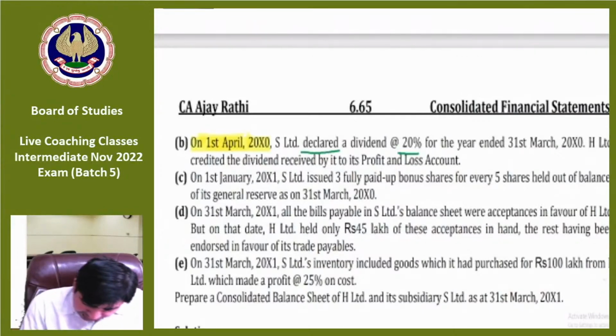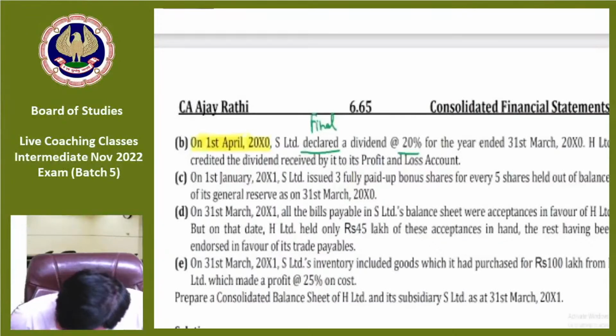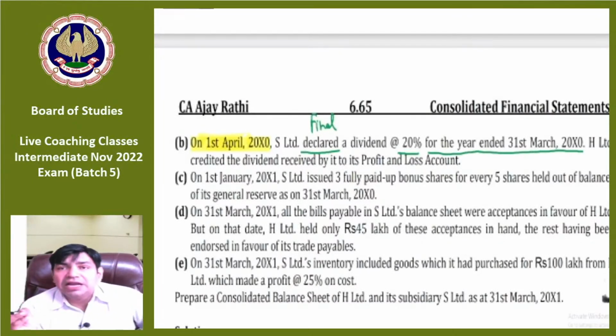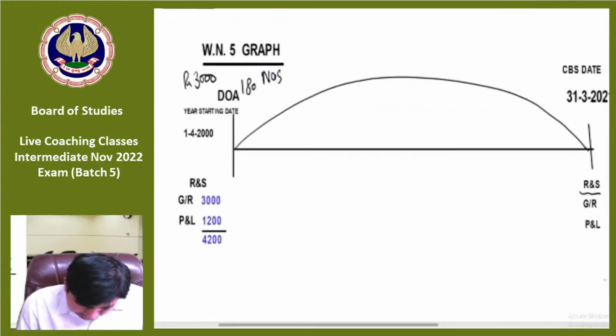So, beta, please write down here: this is the final dividend. I have already told you that until and unless there is clearly the word interim, always treat the dividend as final. Still, they are saying it is for the year. They have also mentioned that it belongs to the earlier year. Okay, beta. So the company is paying a dividend on 1st April. Please mention this first on the graph. On the same day, they are paying here on 1st April.